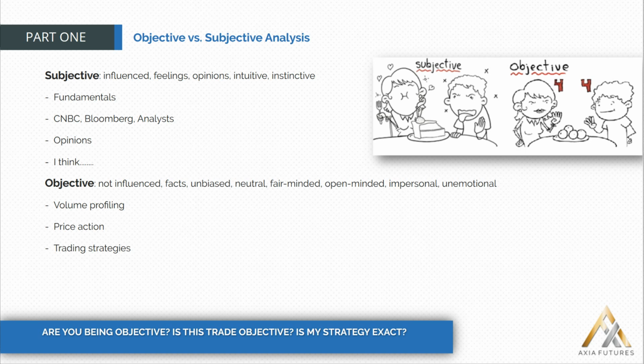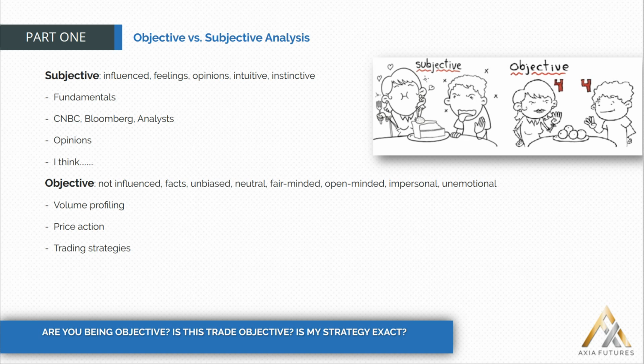So, where does objectivity come from? Well, we can get objectivity from volume market profiling. We can get objectivity from price action. In other words, what we're physically seeing prices do. We can get objectivity from various trading strategies. All right? If we have a trading strategy where we have exact execution, there's no ifs and buts. There's A and B.